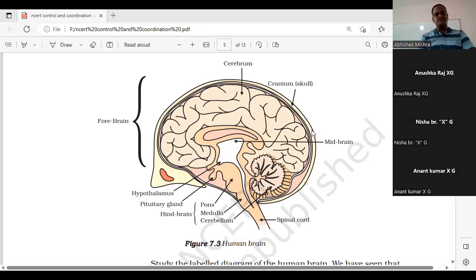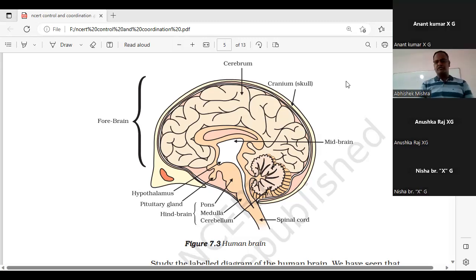Now, though we have discussed the structure of the brain, if I ask you how the tissues in the brain are protected, what will be your answer? Who protects the tissues of the brain? Okay, Anant, unmute yourself. Sir, cranium. Cranium, that is the skull, the brain box.